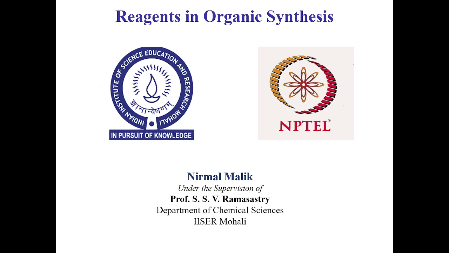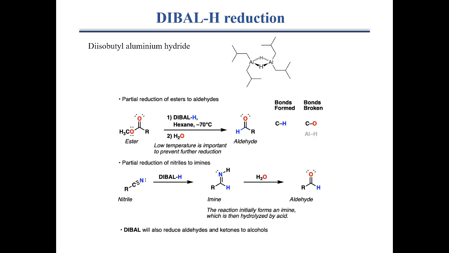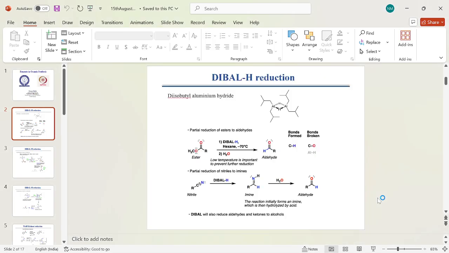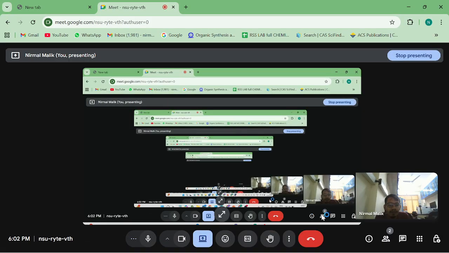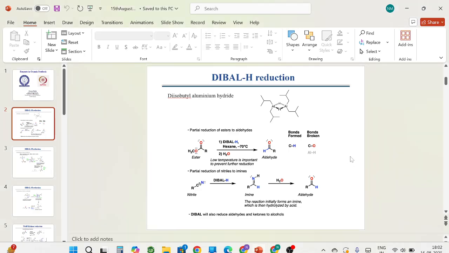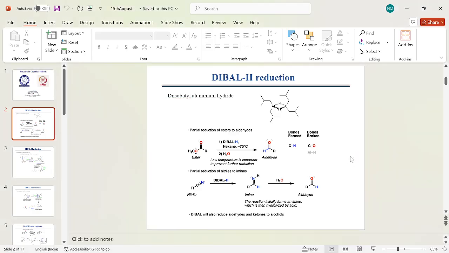So now we are going to start the class. First we will discuss some reducing agents. First we are going to discuss DIBAL-H reduction. DIBAL-H is nothing but diisobutyl aluminum hydride.